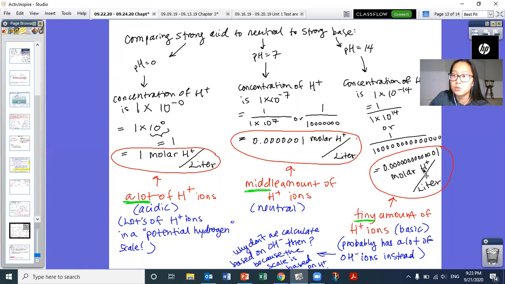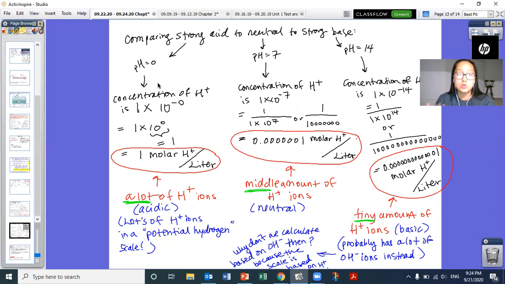They're the ones that produce hydroxide or OH minus ions, right? So if you produce very, very few hydrogen ions, it's because you're probably producing more OH minus ions. Okay. We also have a pOH scale, which means that the higher number of pOH is more acidic and the lower number of pOH is more basic.